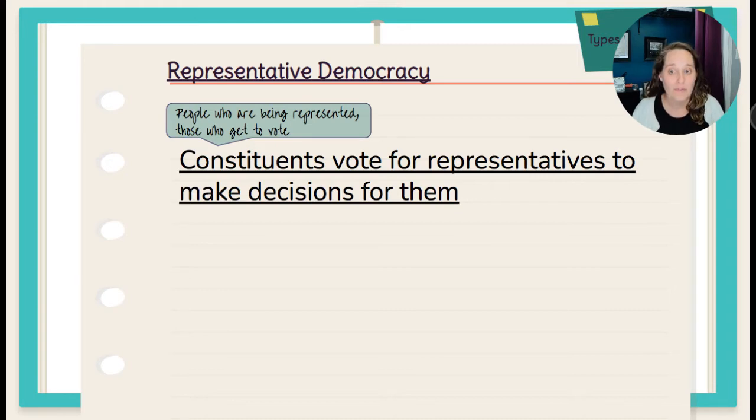Our next type of democracy is a representative democracy. And in a representative democracy, the people vote for representatives. We call those people who vote constituents. So the people that representatives actually represent are called constituents. So in a representative democracy, constituents vote for representatives to make decisions for them. So instead of all of us having to know and vote for every single law, we vote for representatives to then go and do that work for us so that we can go along with the rest of our lives.